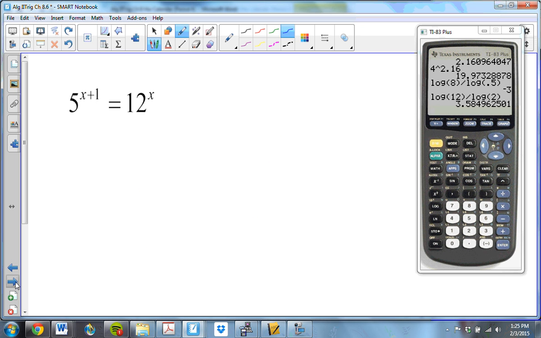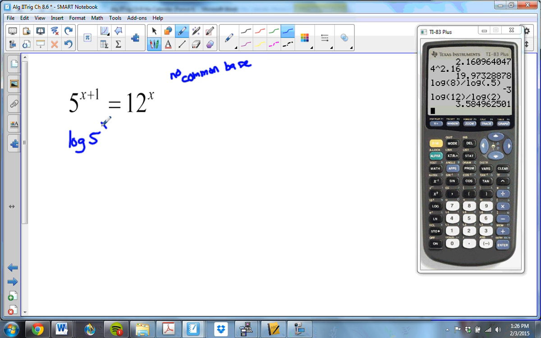So if I have 5 to the x plus 1 equals 12 to the x, these numbers don't have a common base. This is how we used to solve these before having logs, using a common base. But these numbers don't have a common base. I could put this in log form, or I could take a log of both sides. I'll show how to do it by taking a log of both sides.